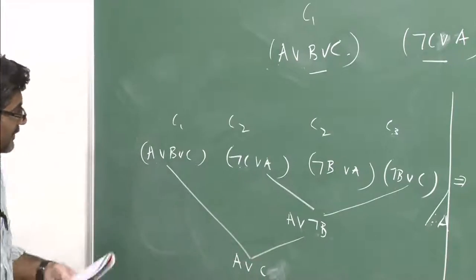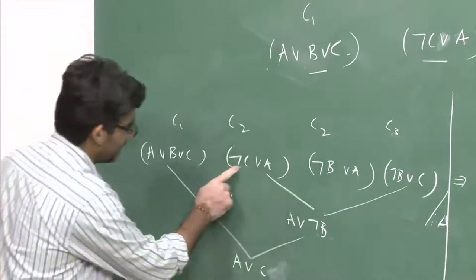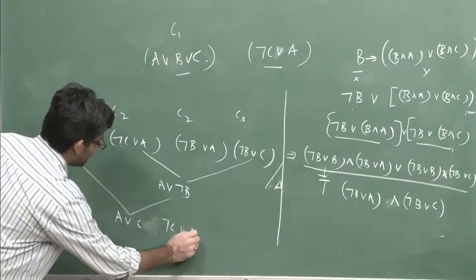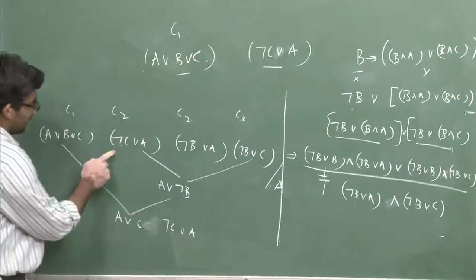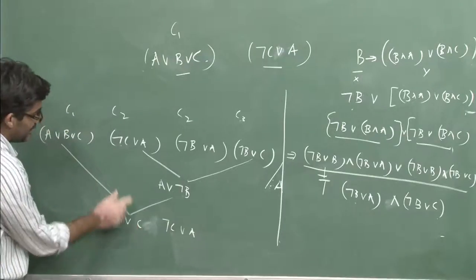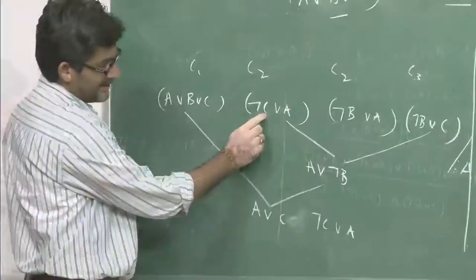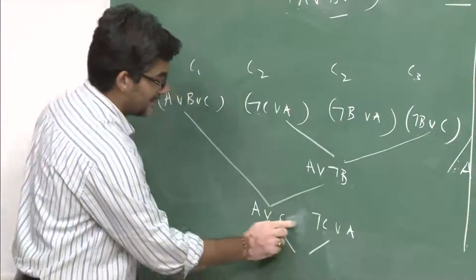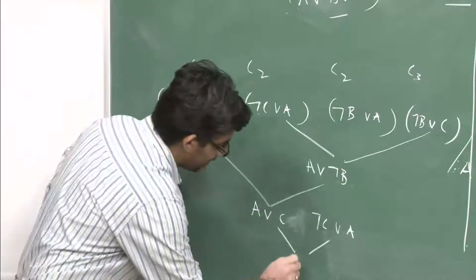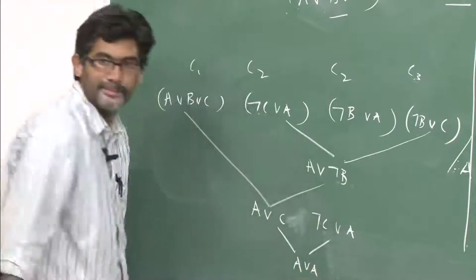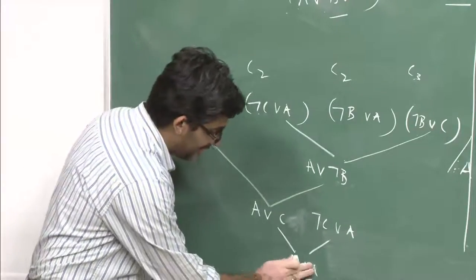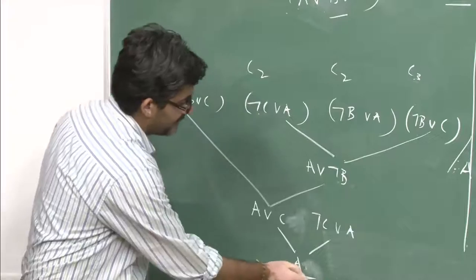Now you apply resolution on the clause A or C and the clause that is there here, not C or A. So C and not C will vanish, then you will get A or A. This A or A, in order to avoid redundancy, we simply write A.